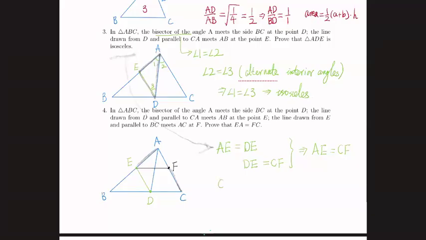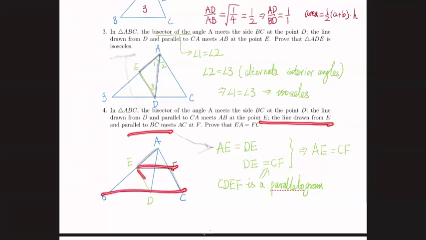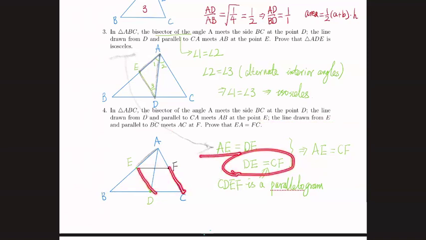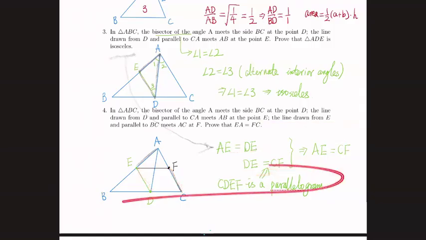Okay, because from our construction, DE is parallel to this. The second construction is parallel to BC. So we get a parallelogram. The two sides of the parallelogram have the same length. Now AD and CF, they are the same. So we build up on the previous one.